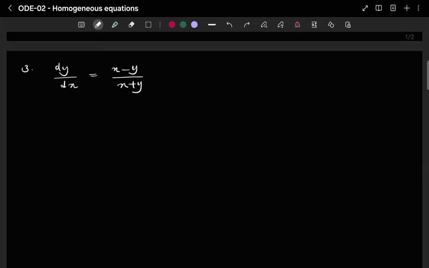So moving on to the third part of the question set, we have another equation, dy by dx equals x minus y divided by x plus y. For this one also we need to use a substitution. y equals vx, dy by dx equals v plus x dv by dx.